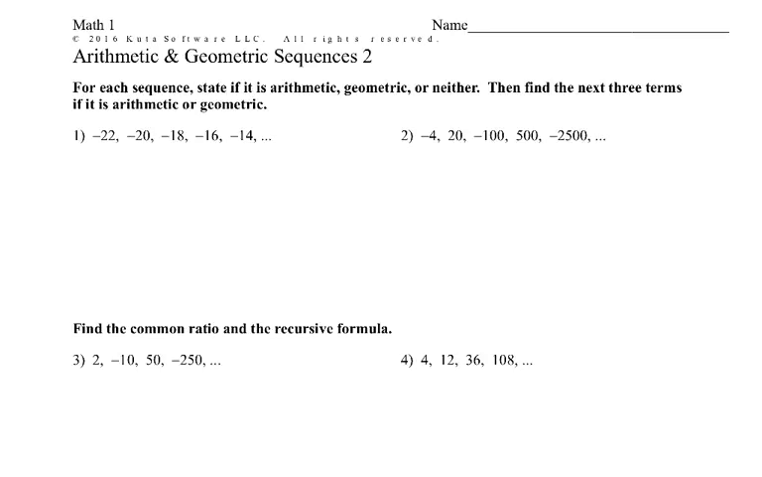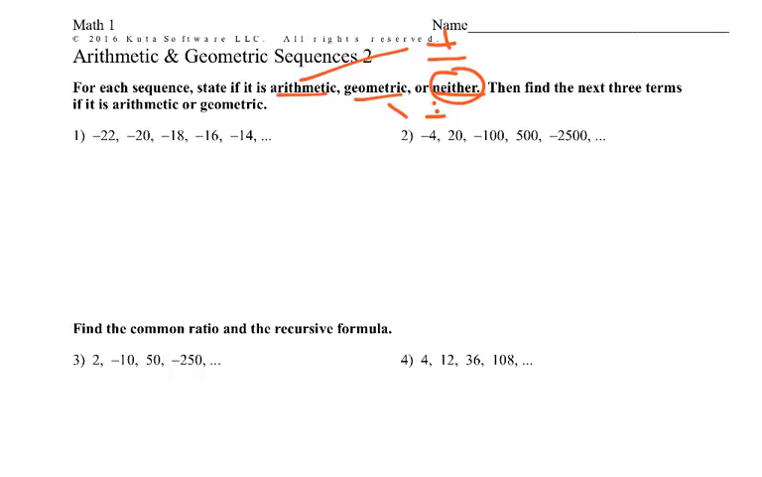Here is the next one, arithmetic and geometric sequences 2. So we're going to focus more on geometric in this one, whereas the other one was more on arithmetic. Looking at these, the first two are just deciding if it's arithmetic, geometric, or neither. Remember, arithmetic grows with addition or subtraction of the same number, geometric is multiplication or division of the same number, and neither is some other pattern.